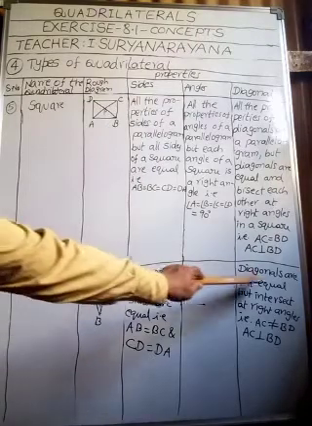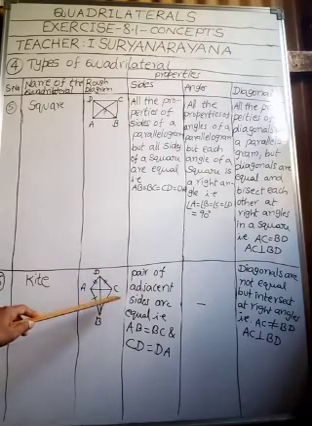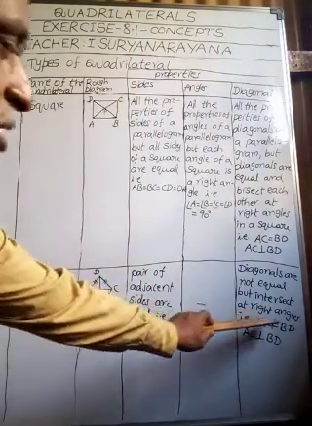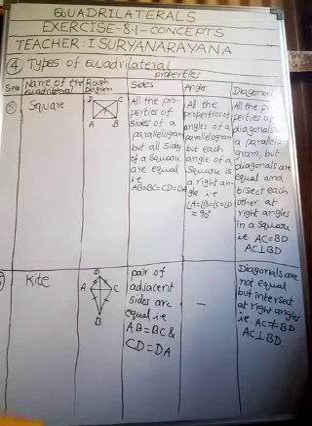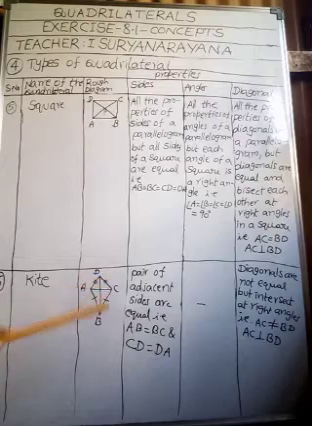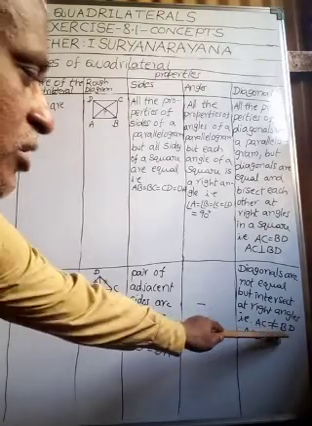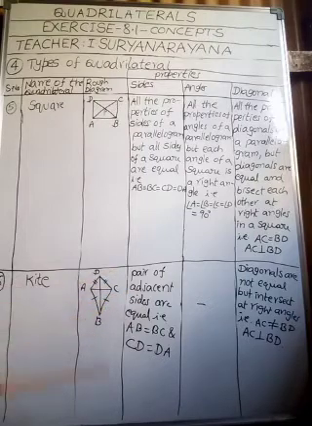Okay, my children, diagonals are not equal. Here diagonals are not equal in a kite, but intersect at right angles. They intersect at right angles. Okay, my children, they do not bisect. Remember this point, my children, they do not bisect, but they intersect at right angles. That is, AC is not equal to BD, diagonals are unequal, and AC is perpendicular to BD.